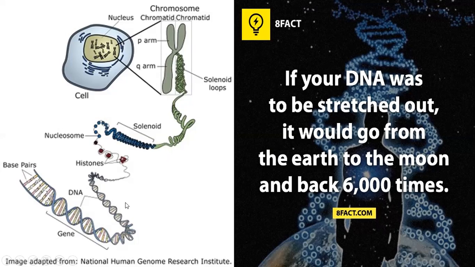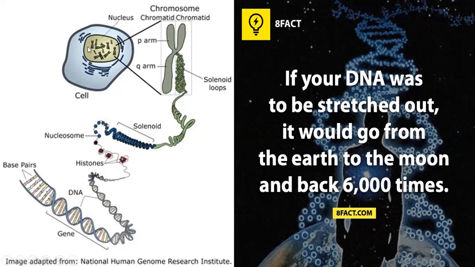Then the loops will go and tie up. When you zoom in, you're zooming in from chromosomes to loops and solenoid loops to, again, a nucleosome organization. Histone proteins will help in the packing of the DNA. And you zoom in again, you go into the individual gene.